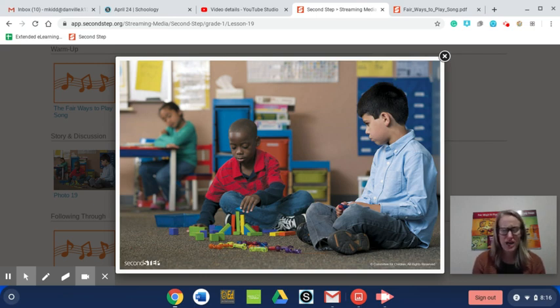Look at that picture. How does Julian feel? Think of 2 ways Julian might feel right now. Remember, Julian is the one in the blue shirt right here. How do you think he's feeling?